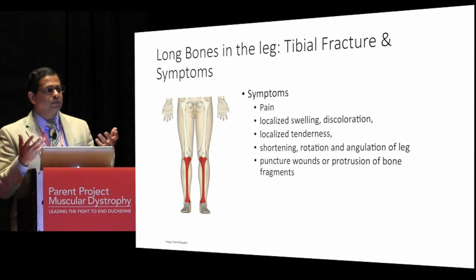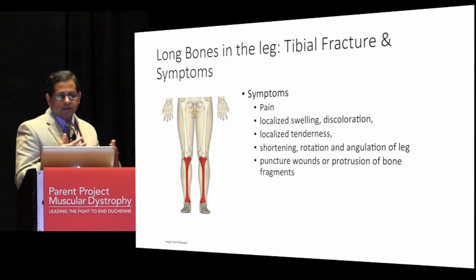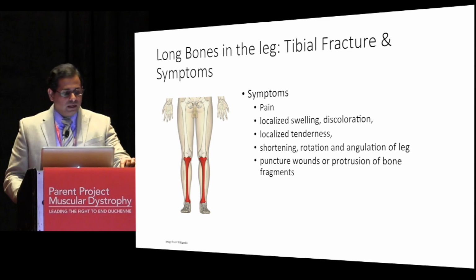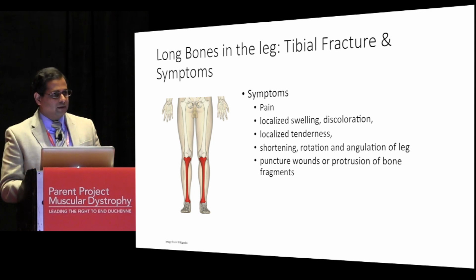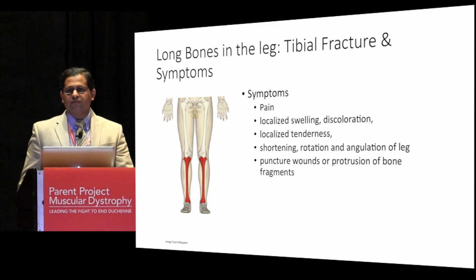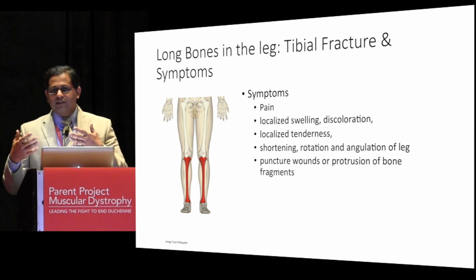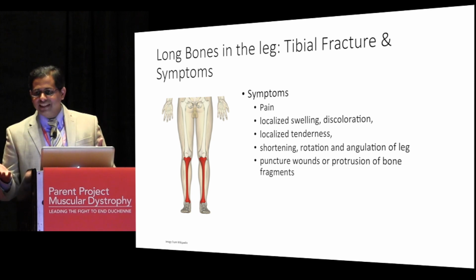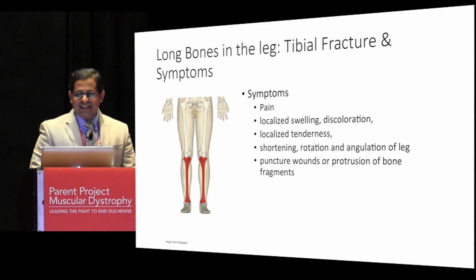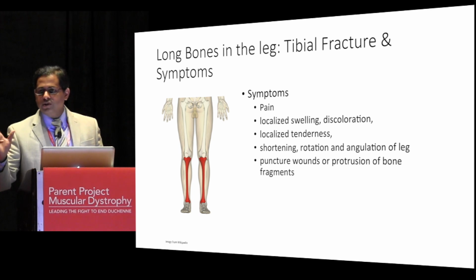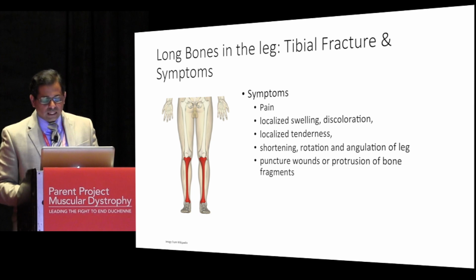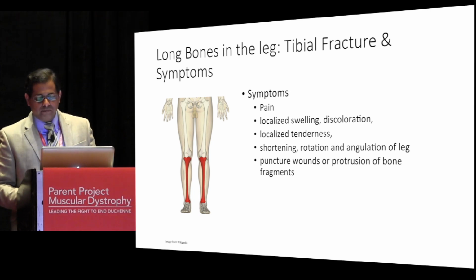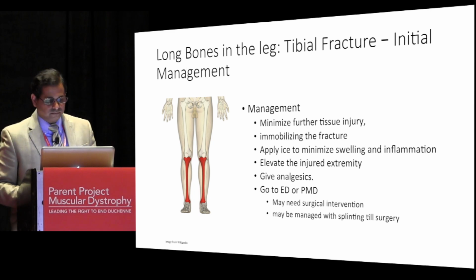So what do you expect when you're having fractures? You're going to see pain, you're going to see local discoloration, you can see localized tenderness. So obviously it makes sense, right? If there's a fracture in the leg, it's going to hurt there, it's going to be tender there, it's going to look funny there, right? And you may even see some shortening of the leg, and there may be some rotation of the leg. Sometimes there's even a puncture wound or protrusion of the bone if it's really serious.